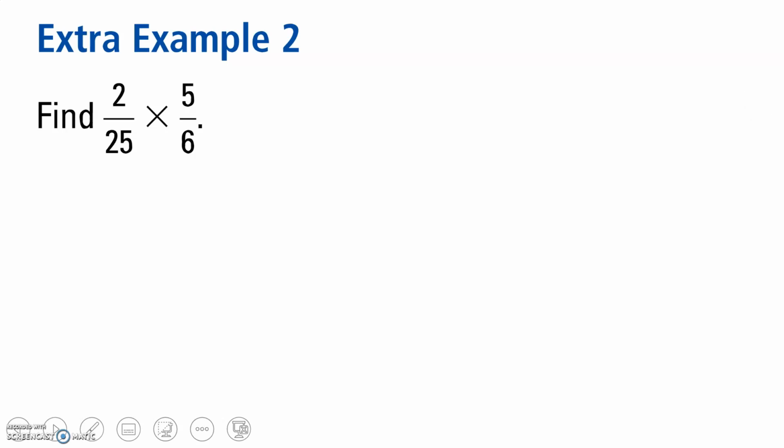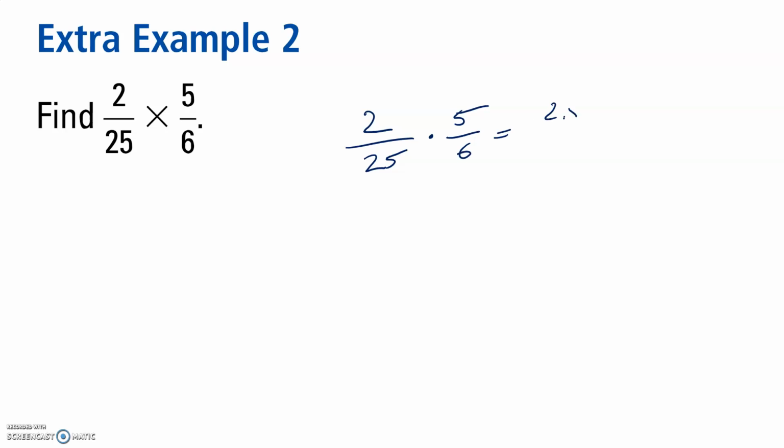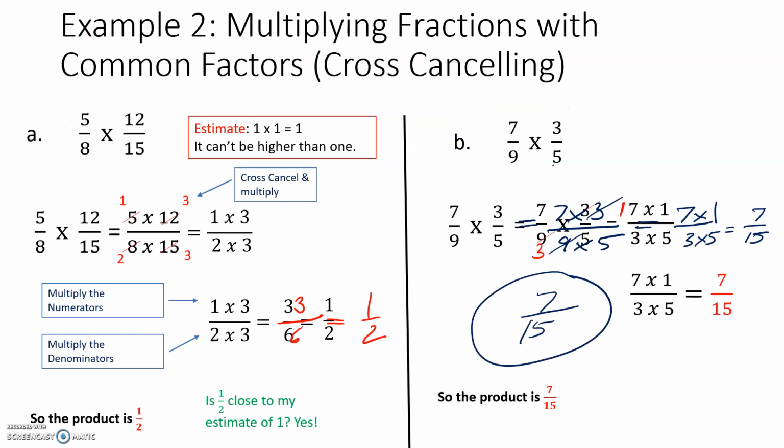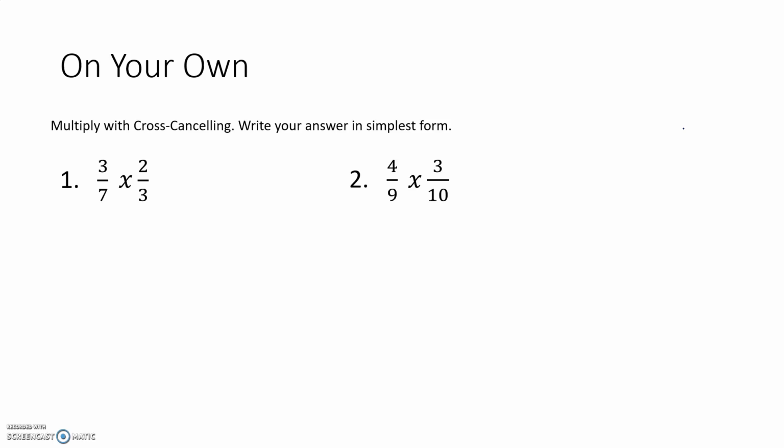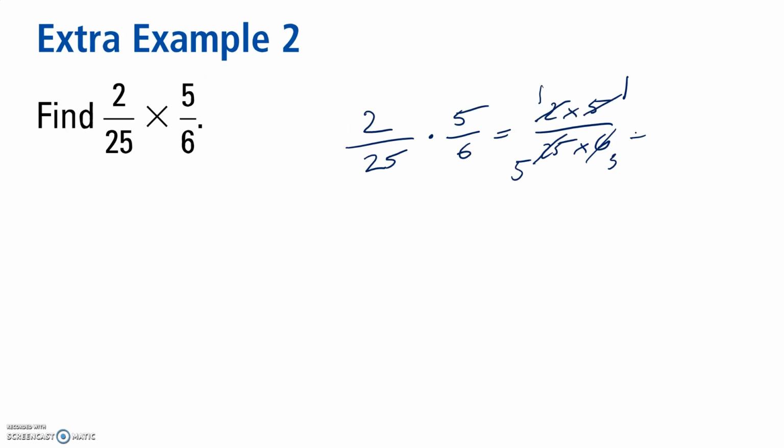All right, so 2 twenty-fifths times 5 sixths equals 2 times 5 over 25 times 6. I'm going to cross cancel because 25 and 5 have a common factor of 5. So 5 divided by 5 is 1. 25 divided by 5 is 5. 2 and 6, 2 is a common factor. So 2 divided by 2 is 1. 6 divided by 2 is 3. And so that becomes 1 times 1 over 5 times 3.